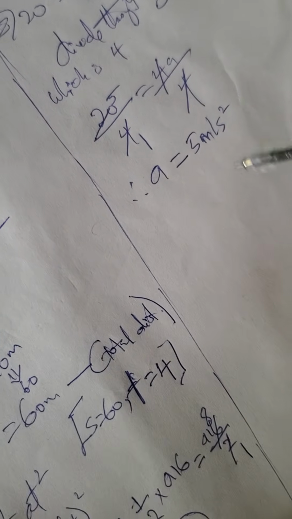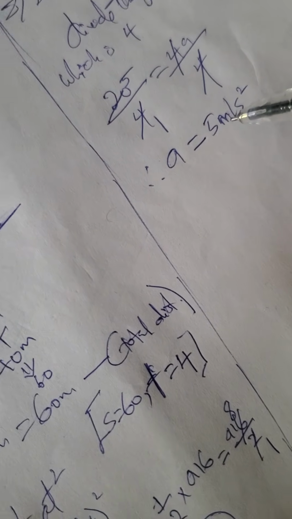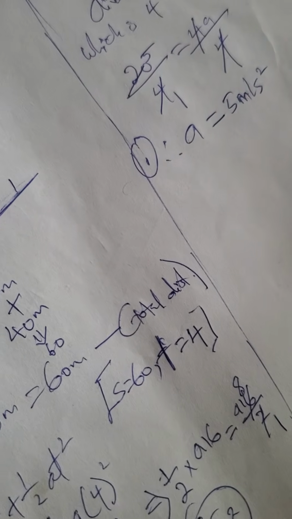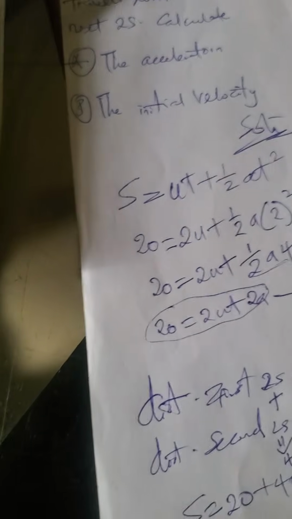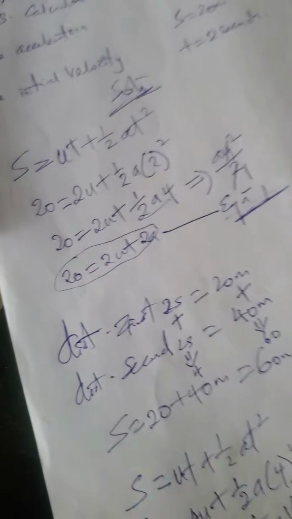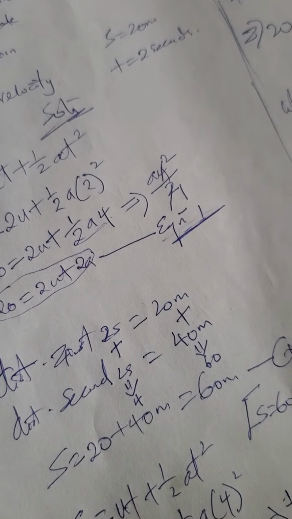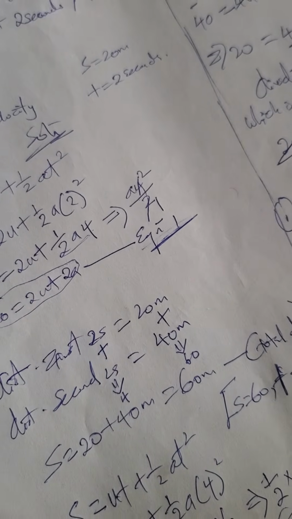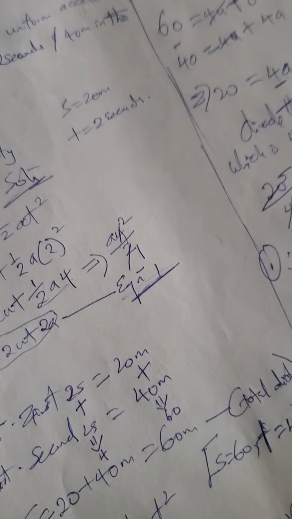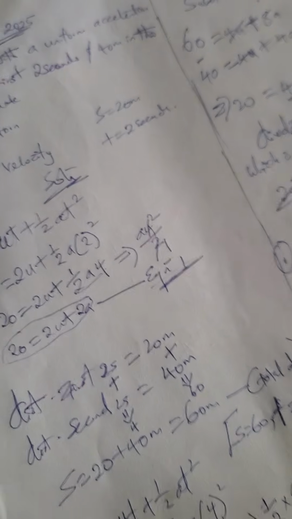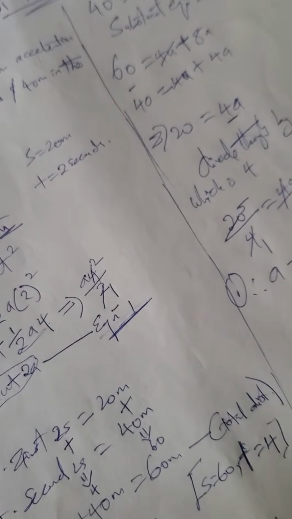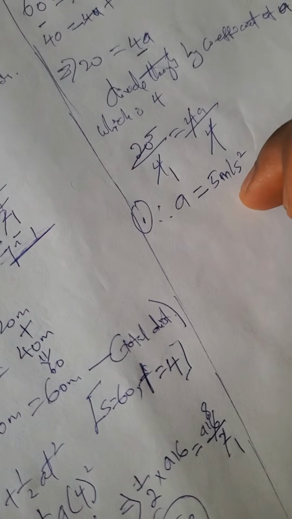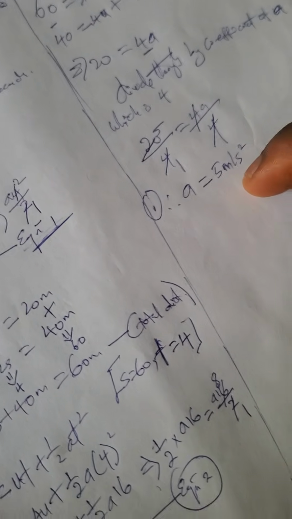All right. So now we've gotten the acceleration. This is A. The first one was for acceleration. Now the second one says the initial velocity. So what are we going to do? We're going to take this answer for the acceleration and substitute it into any other equation. Should we substitute it into equation 1 or equation 2? Let's just substitute it into equation 1.